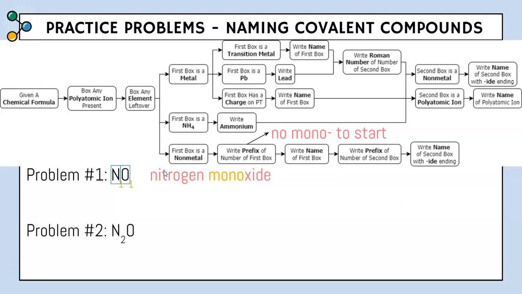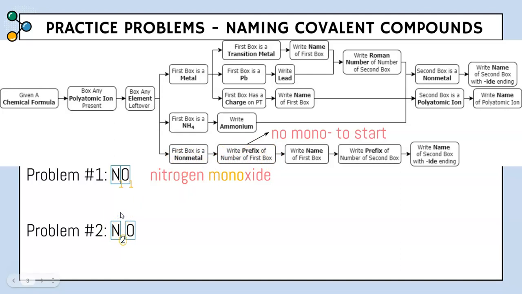Number two, we have N2O. Again, we are given a chemical formula because it has atomic symbols. Box any polyatomic ions present. For this one, we do not have any present because it's only two different elements, so we're just going to box any elements left over. So we have nitrogen and oxygen. Looking at our first box, is our first box a metal, NH4, or a nonmetal? Well, nitrogen is a nonmetal. So we're going to write the prefix of the number of our first box.